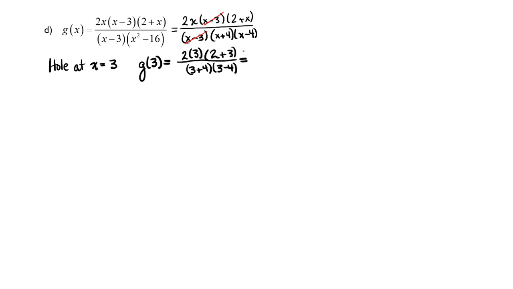In the numerator, I will have 6 times 5, which is 30. In the denominator, I will have 7 times negative 1, or just negative 7. I'll go ahead and write it as negative 30 sevenths. So the coordinate is (3, negative 30/7). Now let's find any vertical asymptotes.